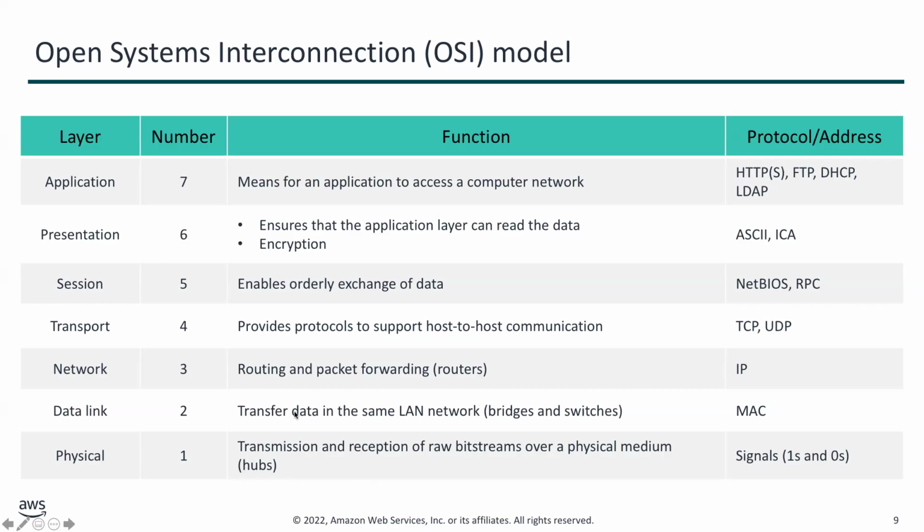Then you have the data link layer, which is used to transfer data within the same LAN, and that includes bridges and switches. So from your computer to the first hub, which could be a switch or another computer within that network, it uses MAC addresses. Every NIC has a MAC.